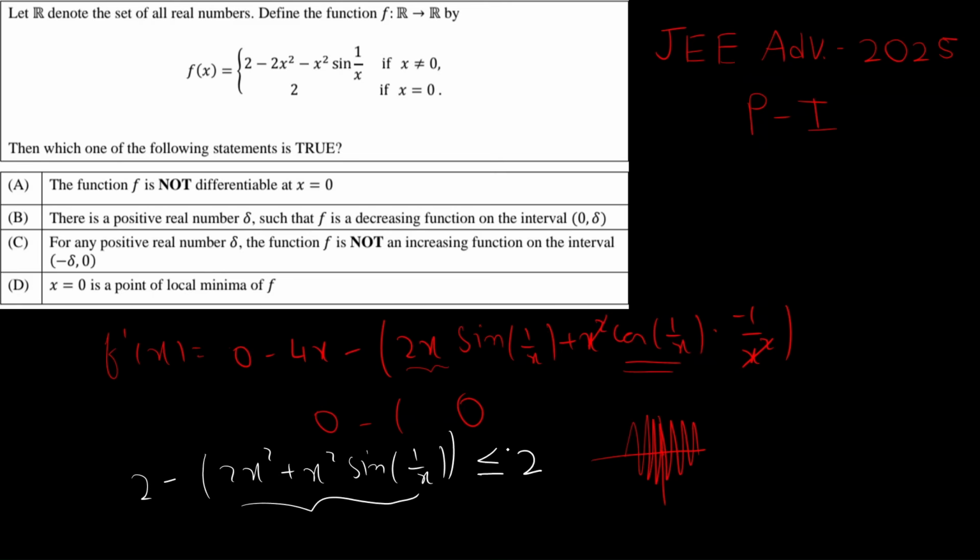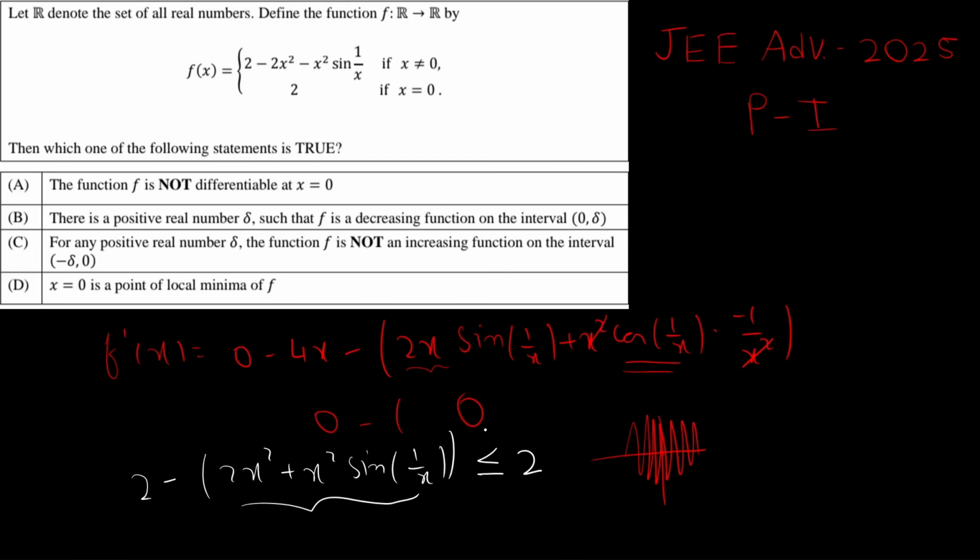At x equal to 0, this will turn out as 2, and at remaining points when this thing is not 0, we will get a value that is definitely less than 2. Therefore, x equal to 0 is a point of local maxima of f, not local minima. So we can reject this option too. A and D are wrong. Now let us verify options B and C.